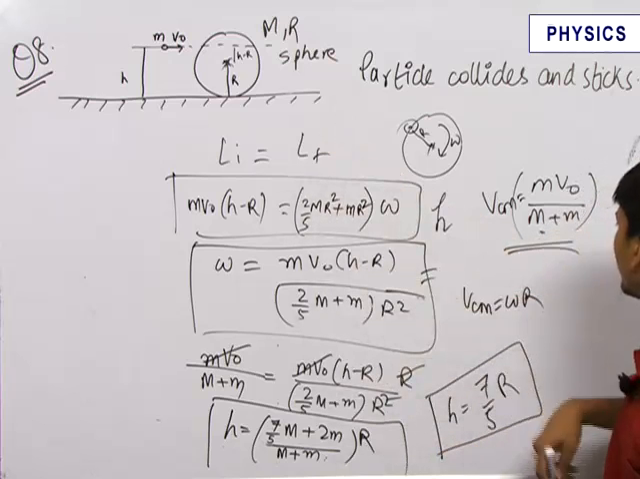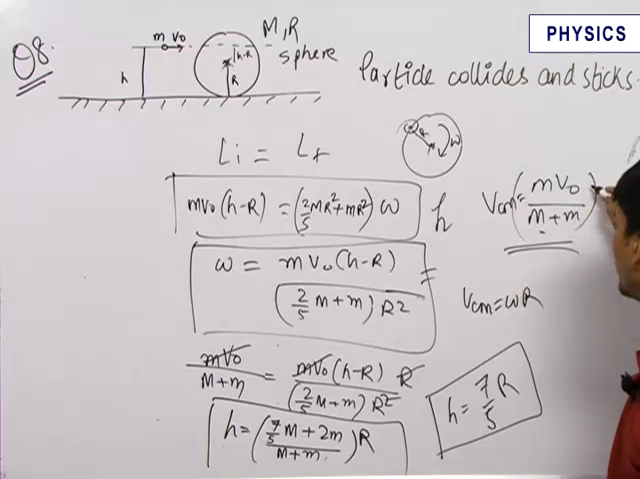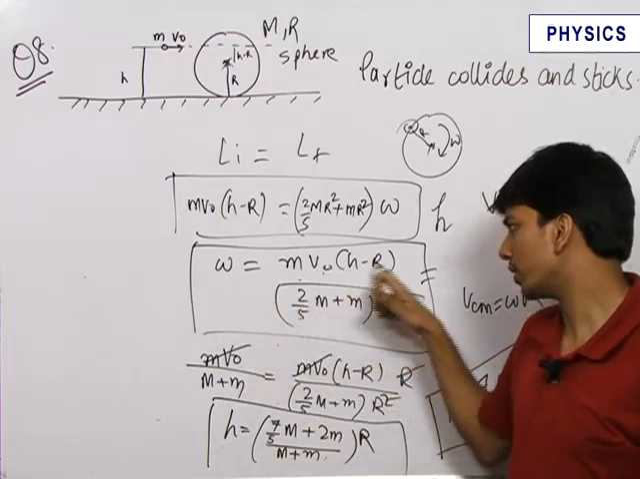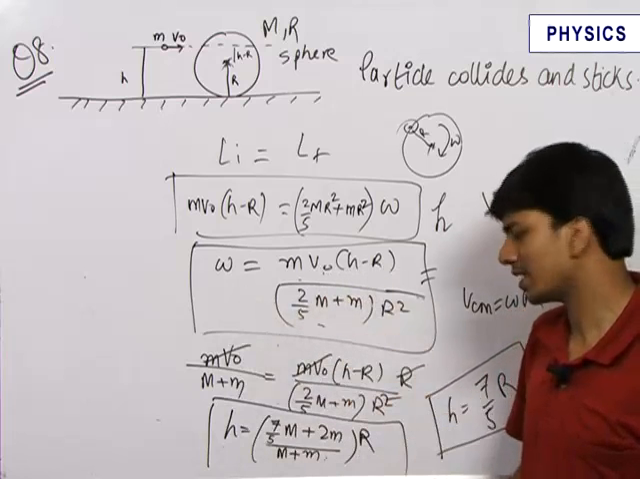The velocity of center of mass comes out to be the linear velocity m v naught upon (M plus m), and the angular velocity comes out to be m v naught into (h minus r) upon (2 by 5 M plus m) r square.